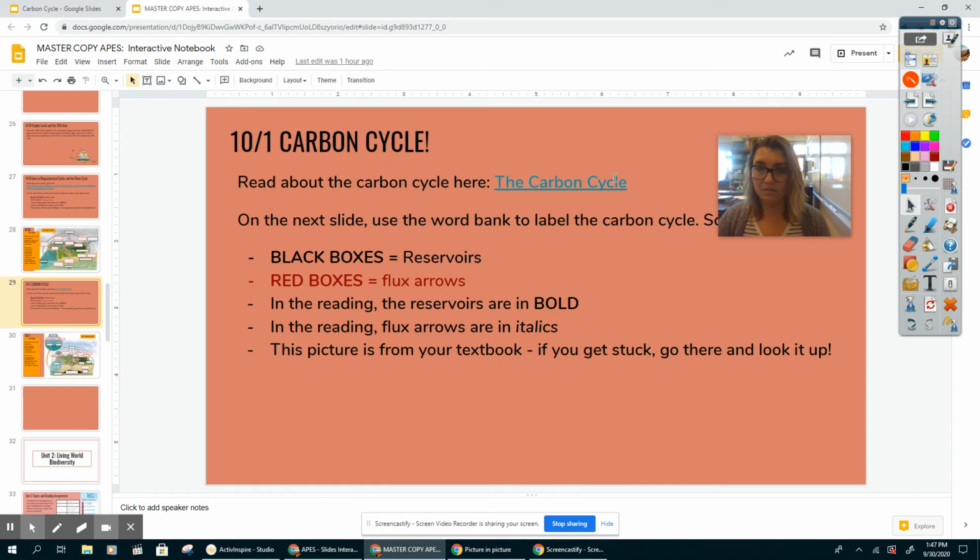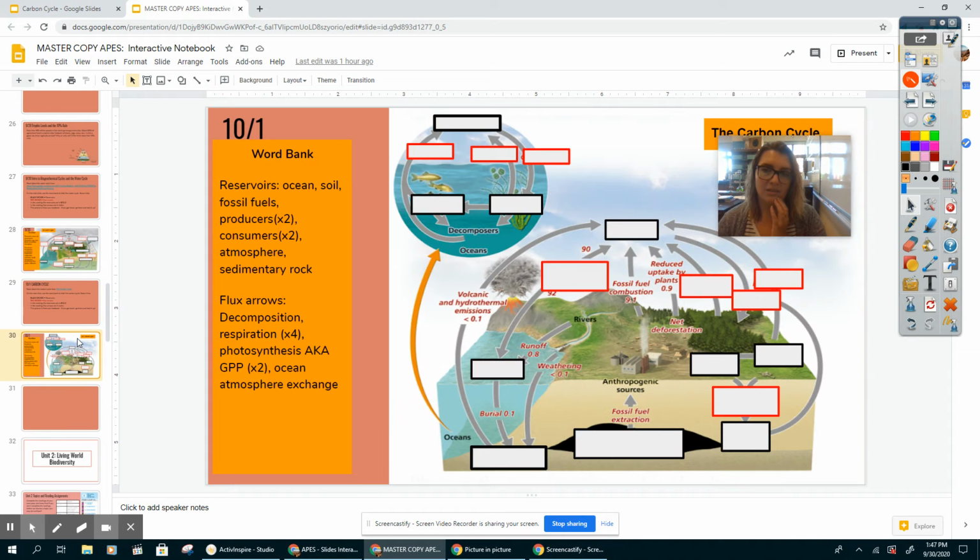The reading is on the first page. Just click it. It'll take you to a passage. You can use that to complete the carbon cycle.